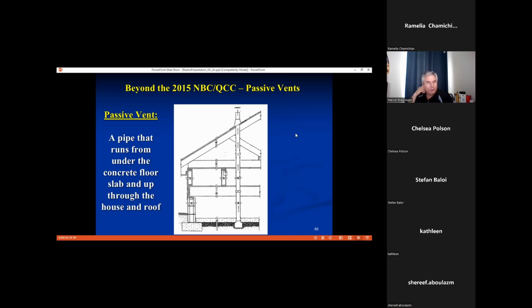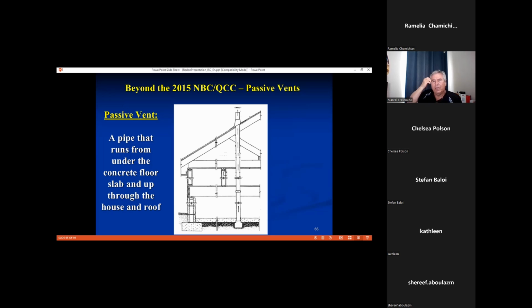Up until now, we've been talking about the requirements of the National Building Code. Essentially, you have to have the crushed stone, the vapor barrier, and the piping in the crushed stone underneath the concrete floor slab, and we have to come up through the floor with a small section of pipe and cap it off. So up until now, that's what's in the codes.